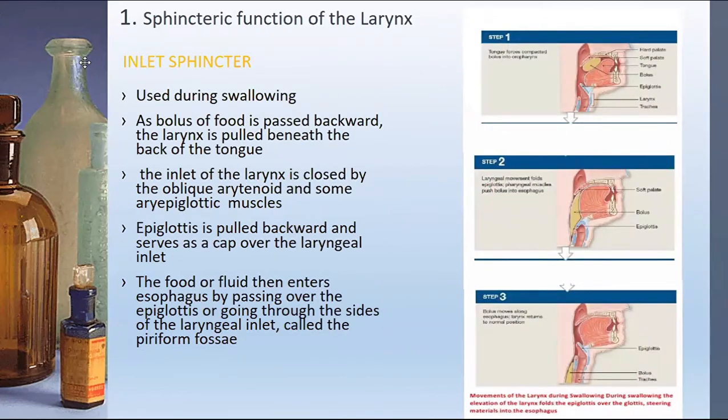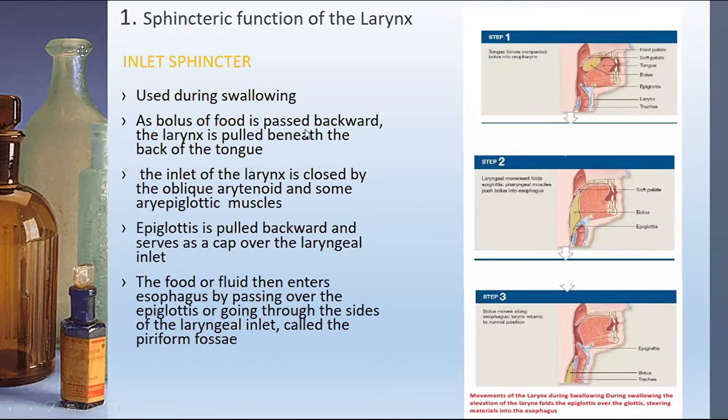Now, I mentioned earlier the primary function of the larynx is a sphincter, no? Secondary lang yung voice production. So we have two sphincters. We have the inlet sphincter, which is above the glottis, no? The inlet sphincter is used during swallowing. So this is a representative image of food being swallowed. So this is your food bolus, no? It sits on top. It's pushed to the hard palate by the tongue, no?